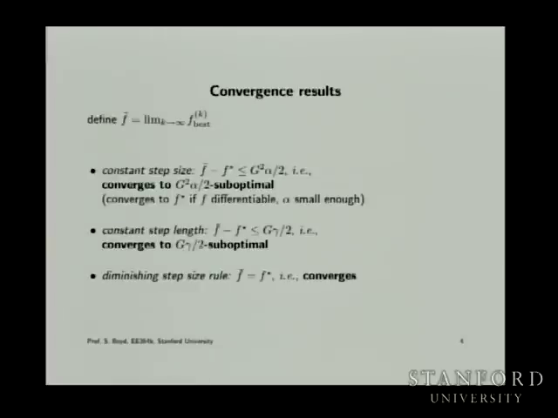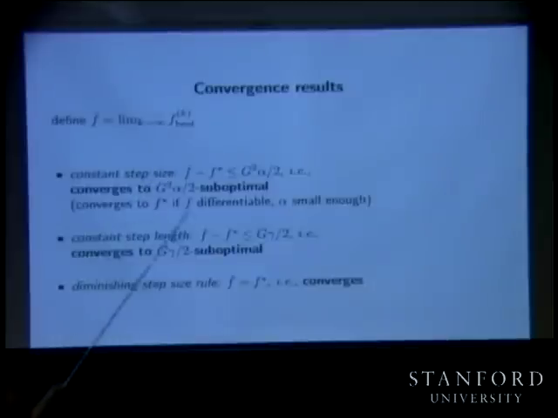This thing goes down because your best function value to date is monotonically decreasing, so it has a limit. We're going to call that f bar. This could be, of course, f star. But here's what you're guaranteed: f bar minus f star is less than G squared alpha over 2. That says that if you use a constant step size, you will end up being suboptimal, but with some number that you can actually say what it is. So you'll converge to some fixed suboptimality.